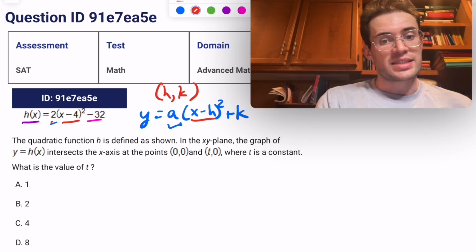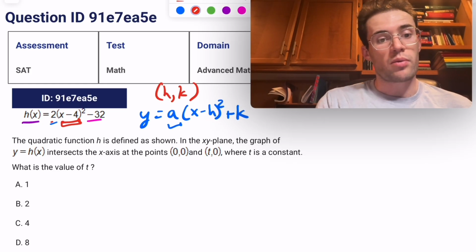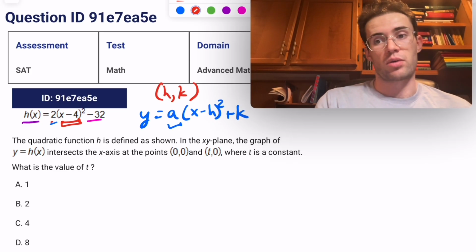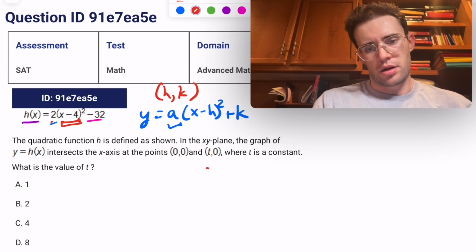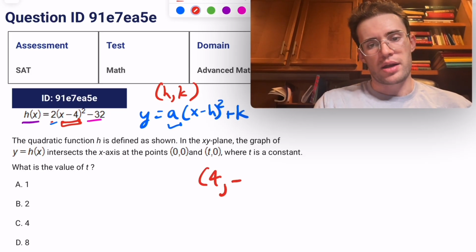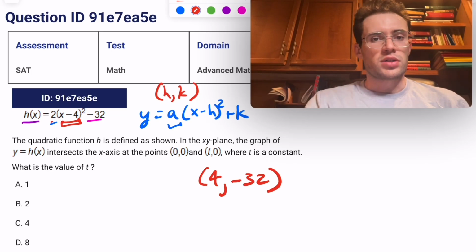Just think it's x minus h. So what are you subtracting from x? Or you think, when is this thing equal to 0? When x is positive 4, because 4 minus 4 is 0. So we'd get our vertex is 4, comma negative 32. Our a value is 2.